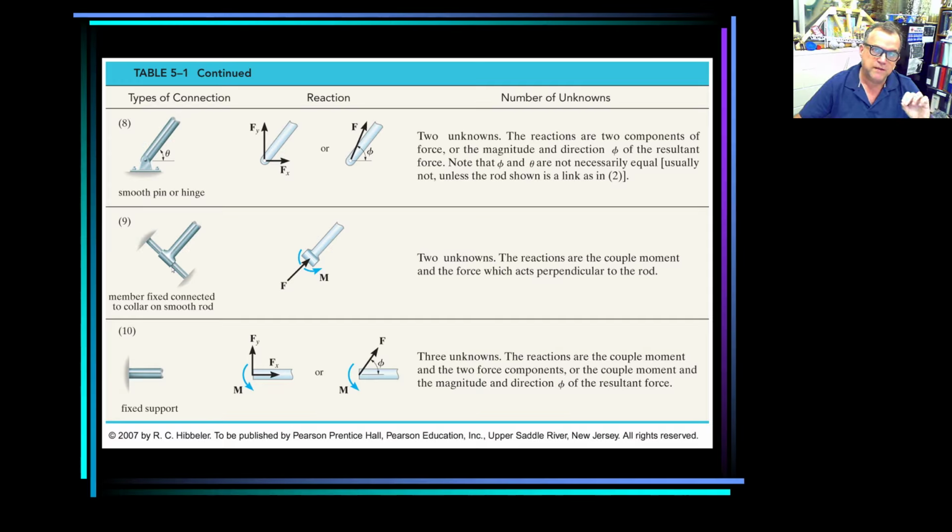If you study the movement and what is restricted, it's going to be easier for you, not only in 2D but in 3D. Same thing, member fixed connected to collar on smooth rod. I don't care about the name, what I care about is the movement. Can this move in this direction? Yes, so there's no force reaction there. Can it move in this direction? No, so there is a force reaction. Can you get that bar and rotate it? No, because I cannot rotate it. I know a moment is going to be produced here, and I don't care about the direction because it could be clockwise or counterclockwise. That's a different story. But one force and one moment.